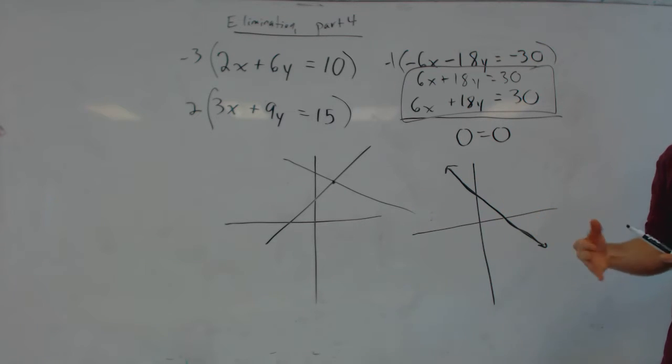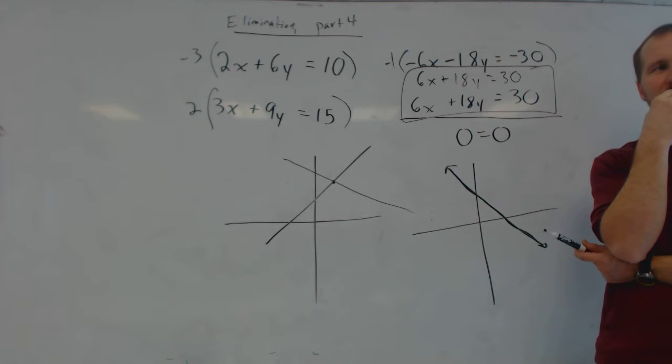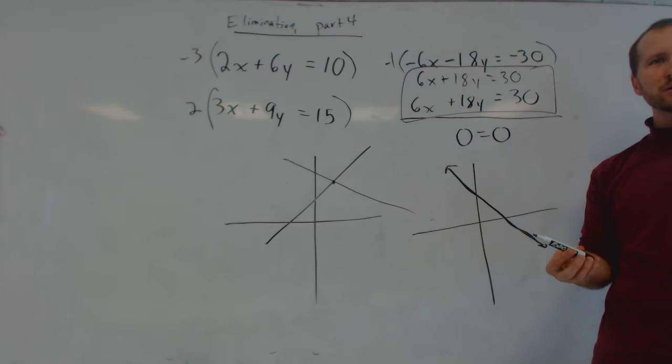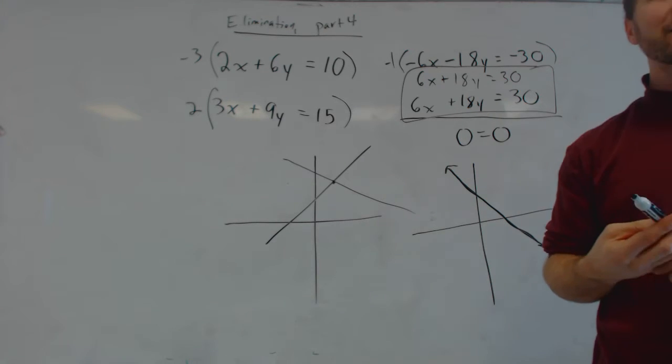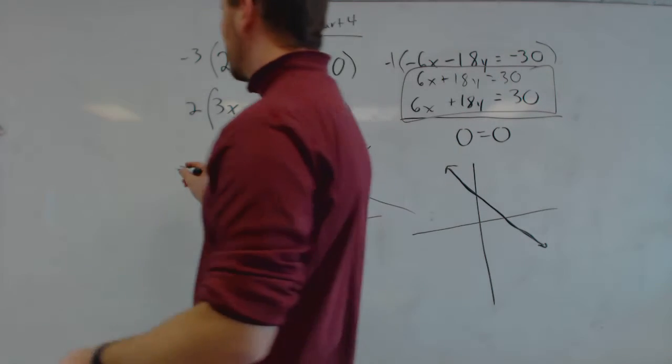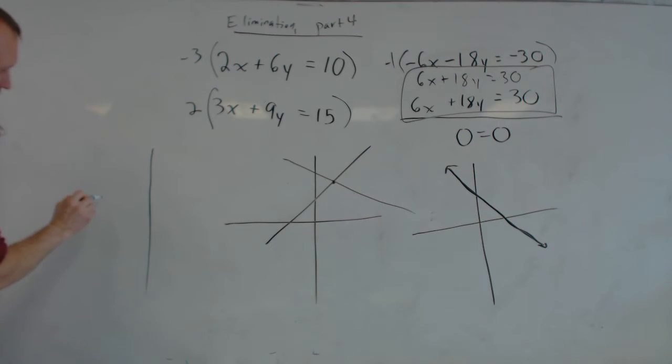Can anyone think of a case when I would have no solution? If the lines don't meet. Yeah, what do we call 2 lines that don't meet? Parallel. What is it, Sachi? They're parallel, right? So the only way we can get no solution, right?